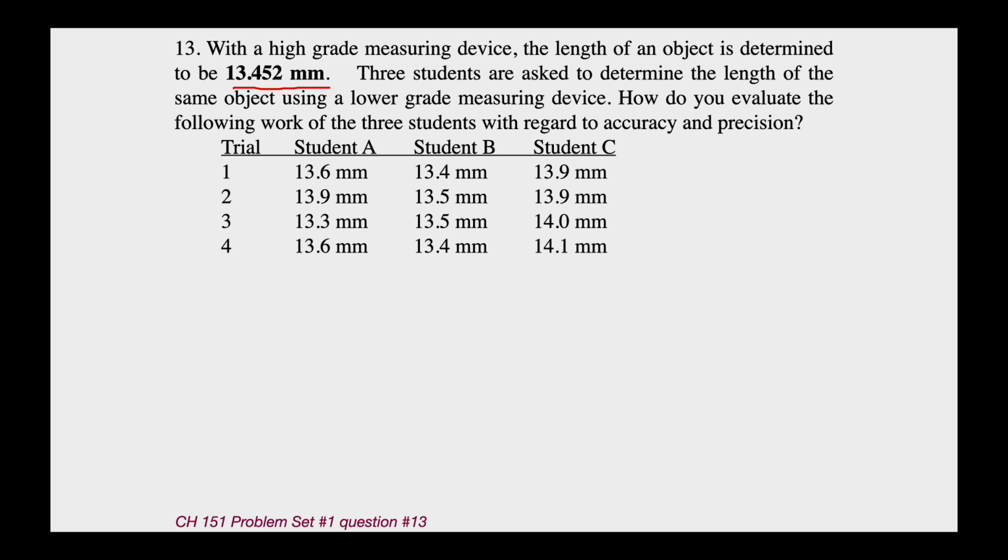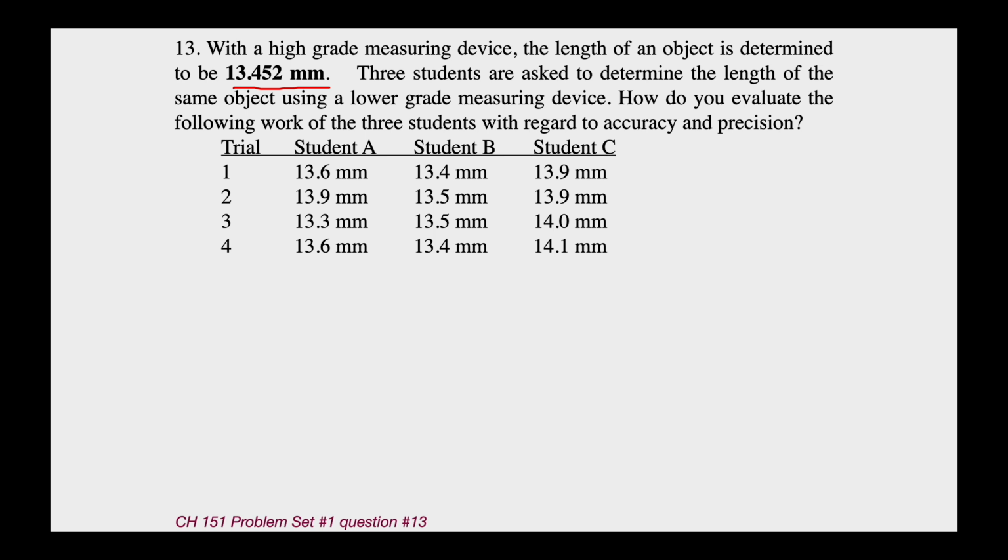A didn't do a very good job either. Now, if you averaged those 4 numbers for student A, it would come out to be about 13.6-ish, which isn't too bad. I mean, it's not too far away from 13.452. I hesitantly say they're okay for accuracy, but if you want to say they're not good for accuracy, that's totally fine too. But the other part that a chemist has to think about is precision.